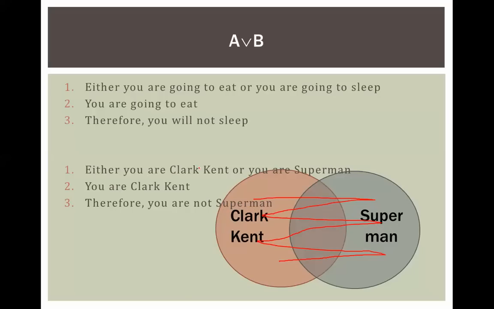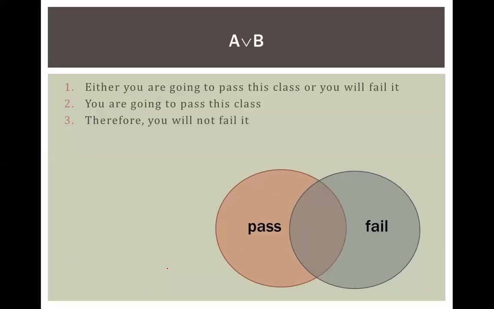Either you are Clark Kent or you are Superman, right? You are Clark Kent, you're in this Clark Kent circle, therefore you're not Superman. No, that doesn't make any sense, right? So this is invalid. I wrote the name of the fallacy. It's called affirming an alternate. These are alternates, right? Alternatives. And affirming is to say yes. So you're saying A is true, but you don't have to know the terms. You just have to know what's valid and what's invalid.